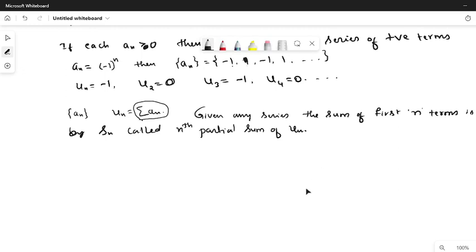Then we need to discuss the major parameter, convergence and divergence of the given series. Let me discuss that concept in the next video. With this discussion, I am ending this video. Hope you understand what is meant by a function, sequence and series. So in the next video we shall discuss convergence and divergence of series. Thank you.